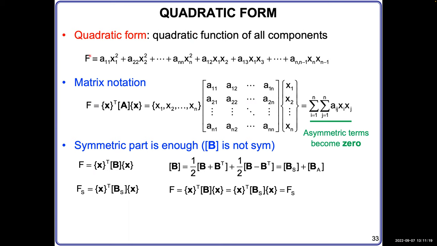So here is one example. You see the f here. This is a scalar, right? Now it has a form like a11 x1 square plus a22 x2 square and so on, right? Some of them are x1 times x2. They only appear one time, okay? And x1 times x3. So this is called a quadratic form of a function, okay? Why is this useful?